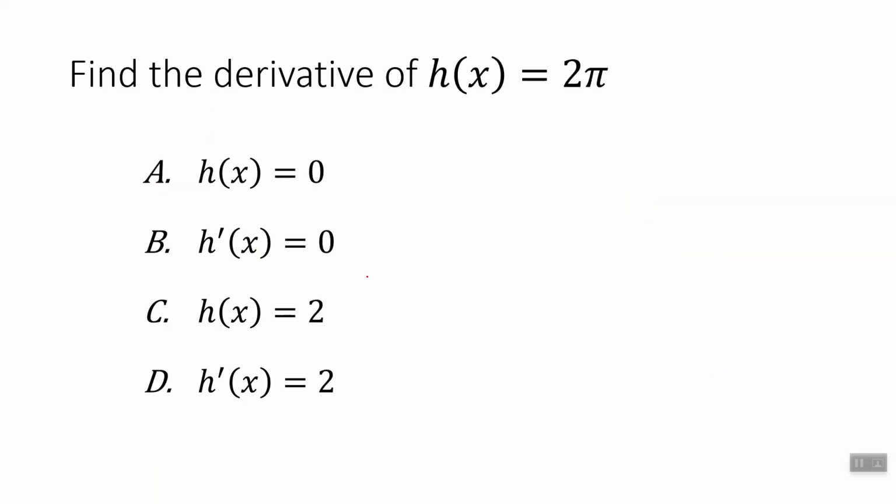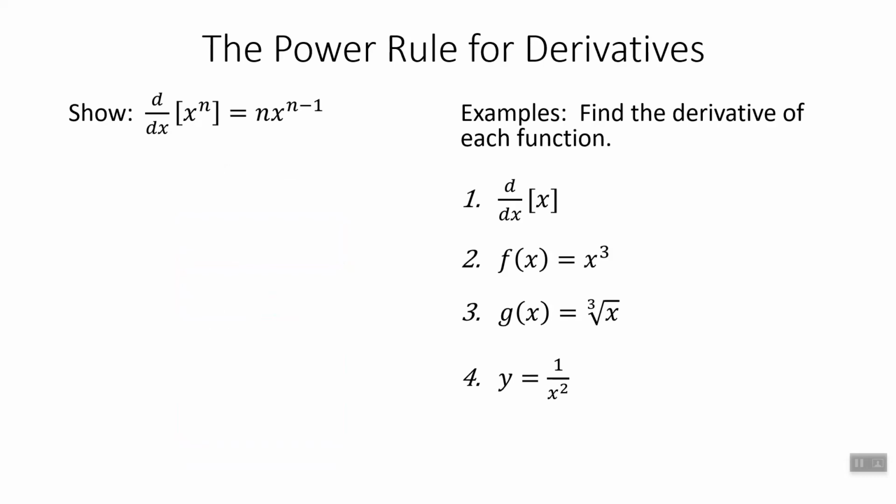Okay, find the derivative, h of x equals 2 pi. Again, we're really working on notation here. Pi is a constant, 3.14159 and so on, so 2 times that is 6.28 and some change. The derivative of that is just going to be 0. And the way we write the derivative of h is h prime.